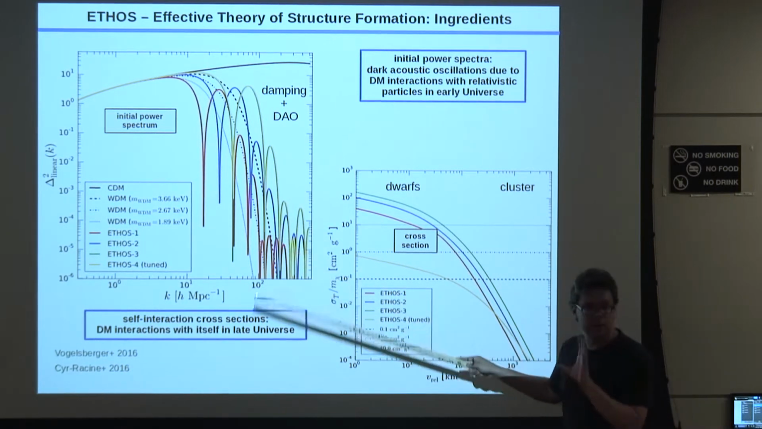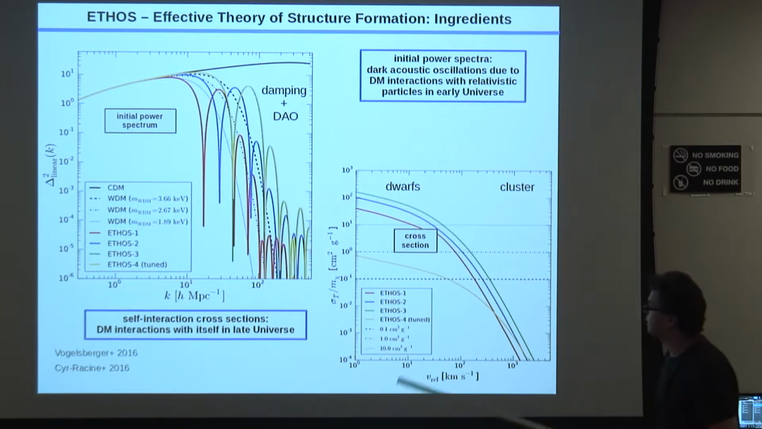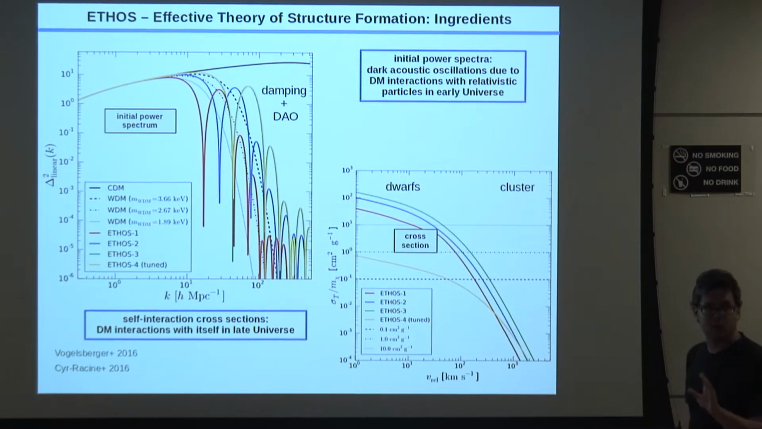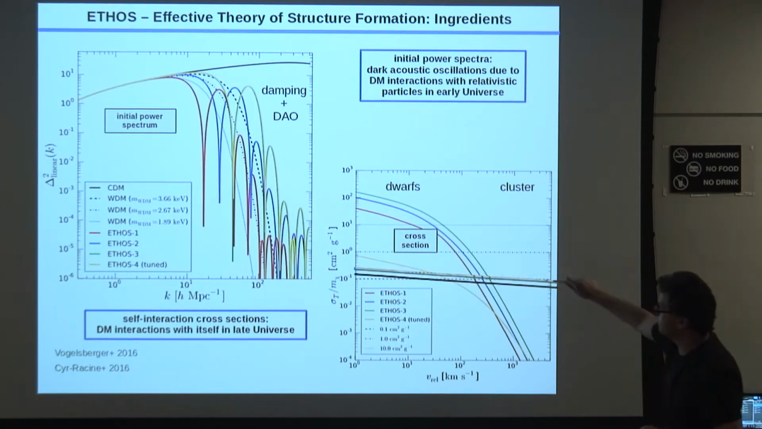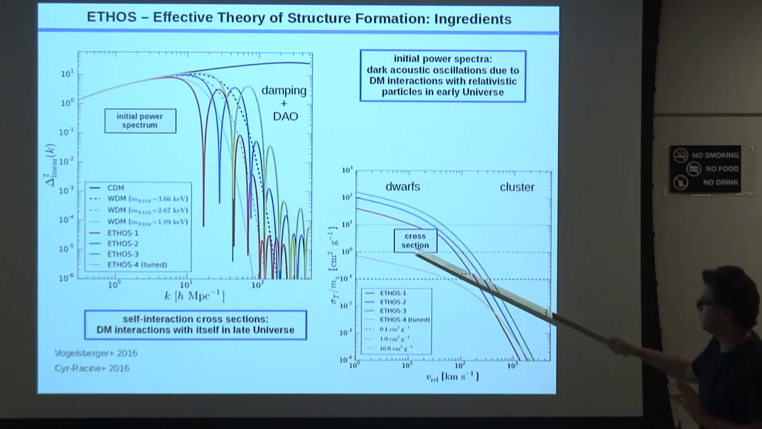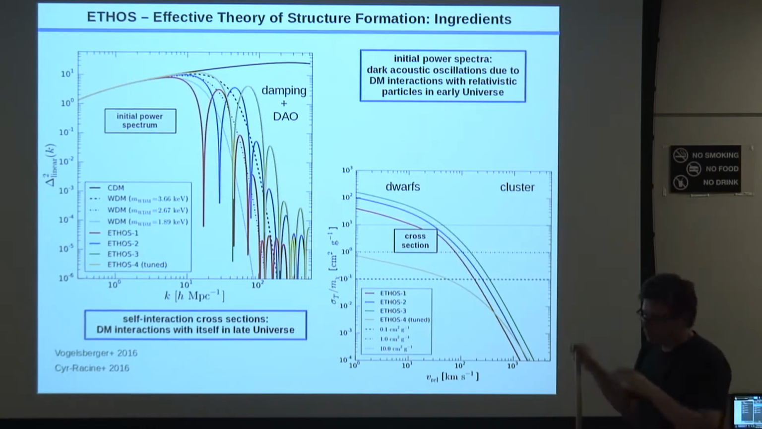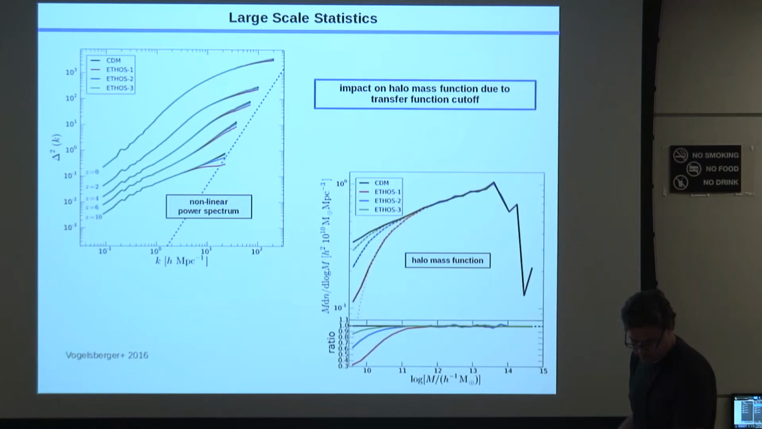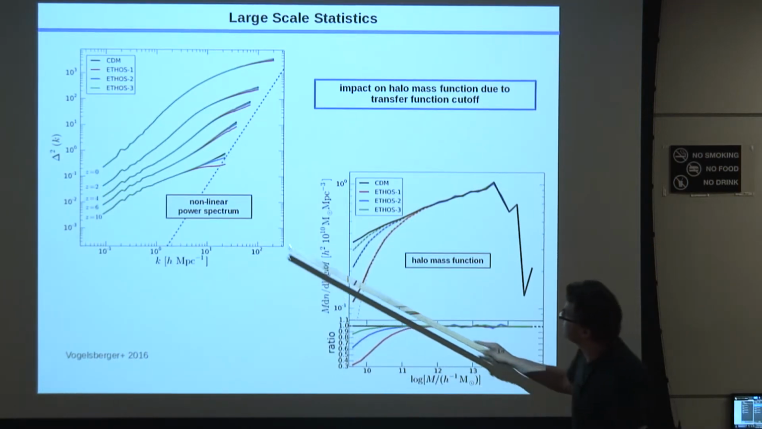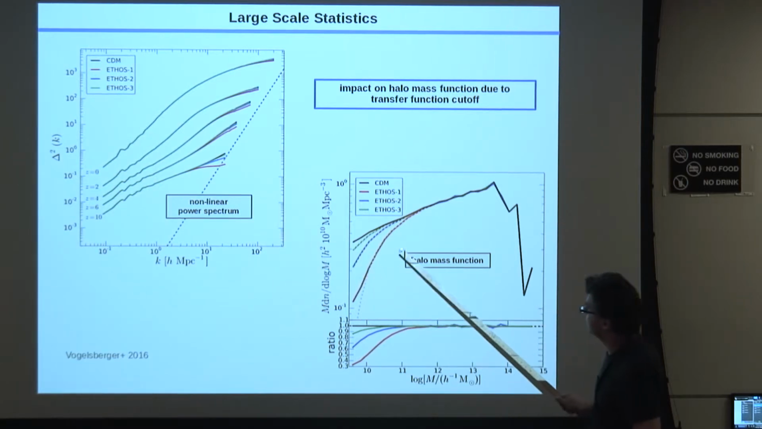So that's the initial power spectrum that we plug in, and these are the cross-sections. Again, these are all velocity-dependent cross-sections, because that's done within a self-consistent particle model within this ETHOS framework. So you don't get constant values, but always velocity-dependent models. Now you take both of these things, simulate this, and look at how the halos, or structure formation, actually look.